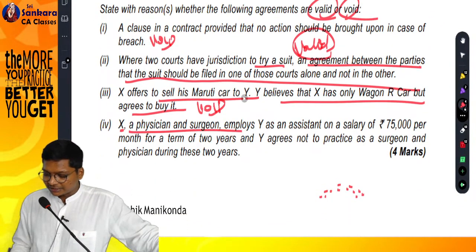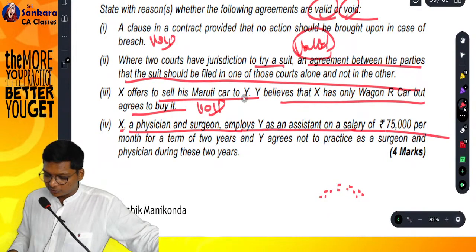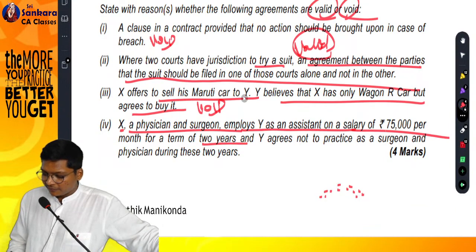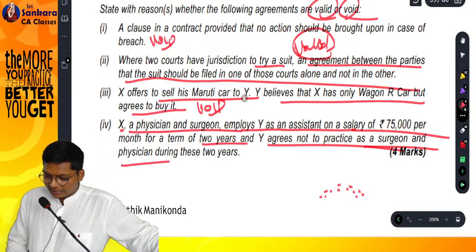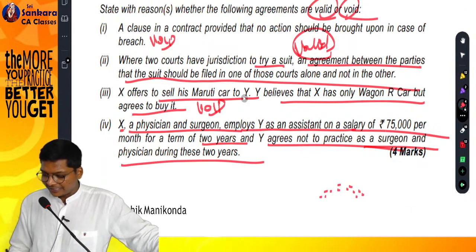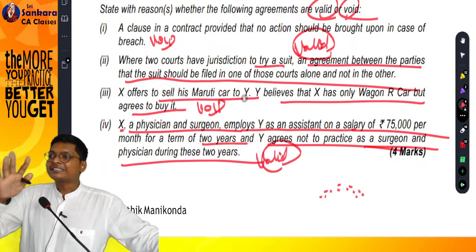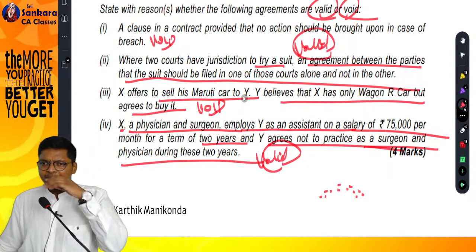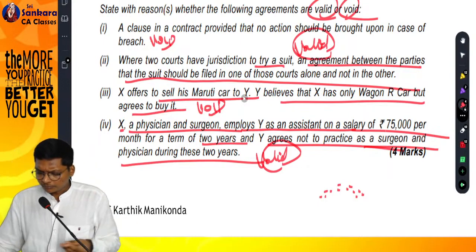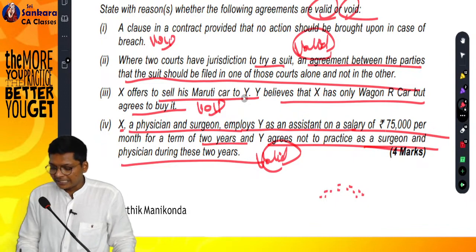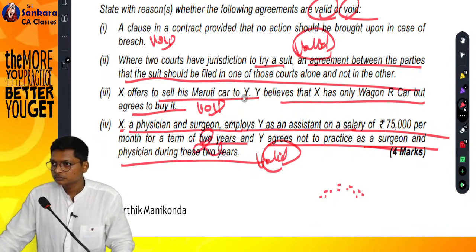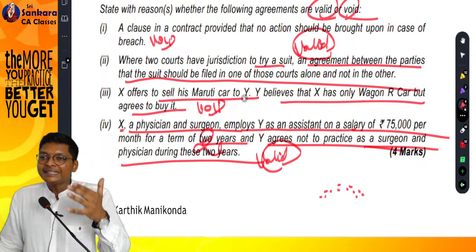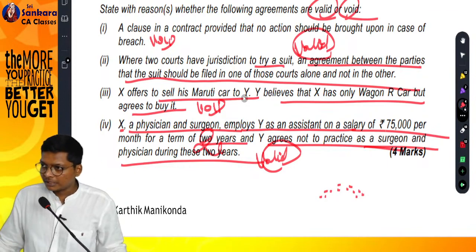X, a physician and surgeon, employs Y as assistant on a salary of 75,000 per month for 2 years. Y agrees not to practice as a surgeon. Is it valid, guys? Valid. Reasonable restrictions. Agreement in restraint of trade. 2 years is reasonable. Are they saying 20 years? Void. It should be reasonable. 20 years or life, void. Correct.